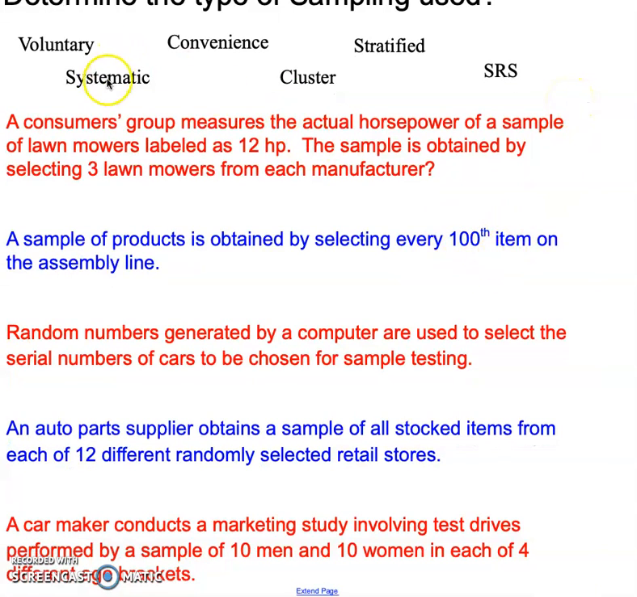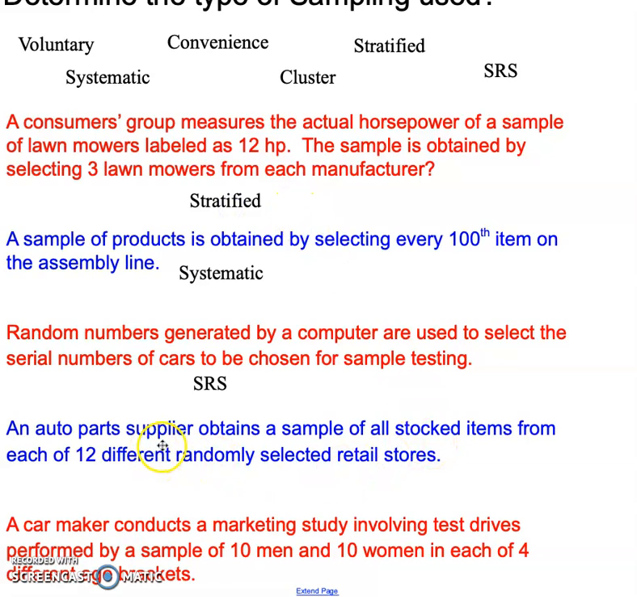Every 100th item, systematic. Random numbers generated by a computer are used to select, SRS. First one, they broke into groups and then took 3 items from each group, stratified.